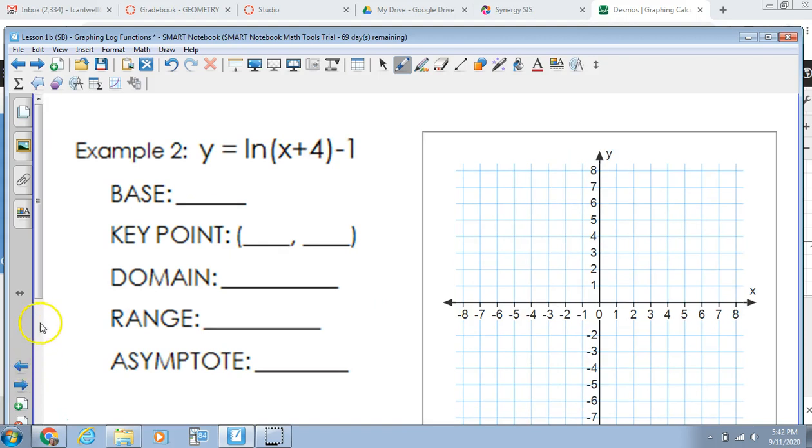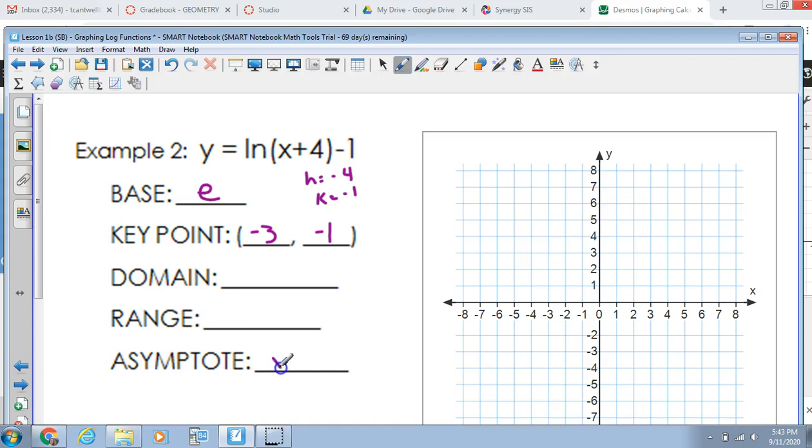Our next example, y equals ln, or the natural log of x plus 4 minus 1. Our base here, this is a natural log, so our base is e. Our h value is -4. Our k value is -1. Our key point, h plus 1, which is -3, and k, which is -1.